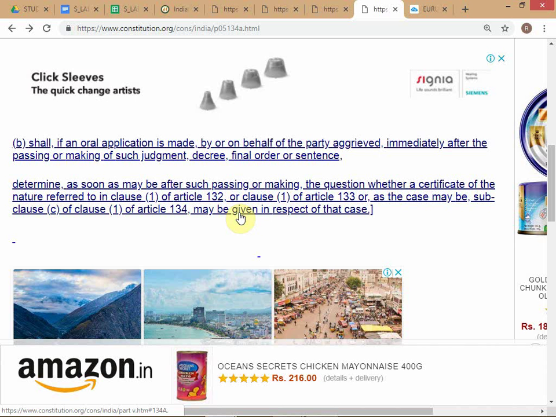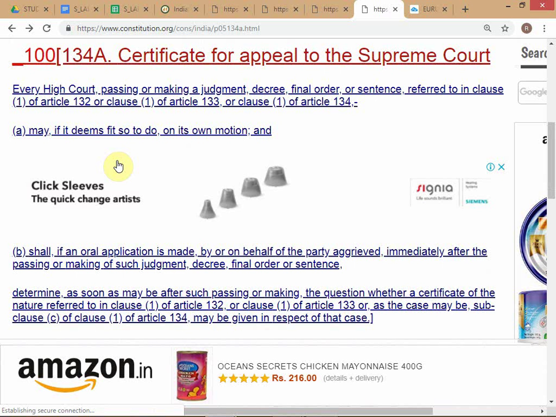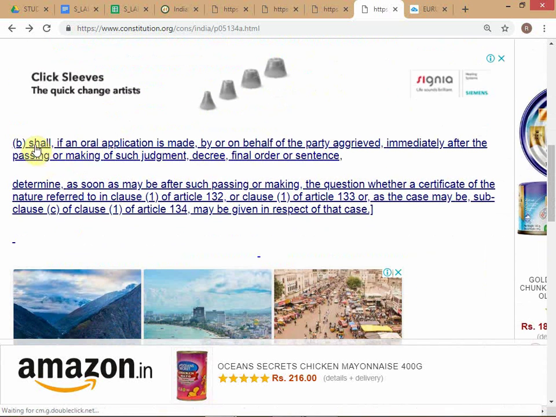Under 134 capital A clause B, the High Court shall, if an oral application is made, shall do what? Shall determine whether, I'm just reading out the keywords, shall determine whether a certificate may be given.